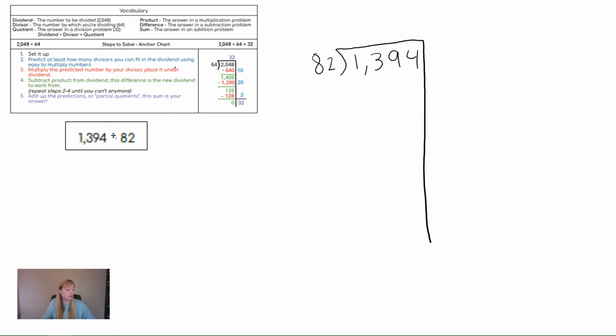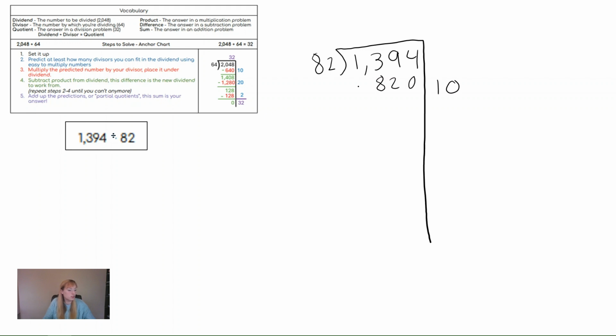All right, I've set it up. Now step 2, predict at least how many divisors you can fit in the dividend using easy to multiply numbers. All righty, how many groups of 82 at least could I fit in 1,394? I'm going to guess at least 10. That's my prediction because I know what 10 times 82 is. Step 3, multiply my prediction 10 by the divisor 82 and place it underneath. Now 10 times 82 is going to be 820.